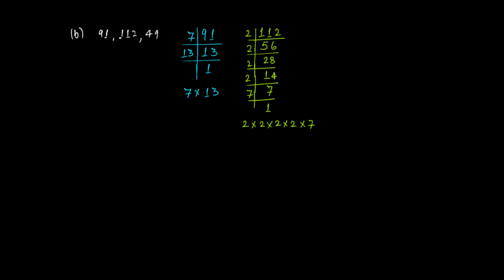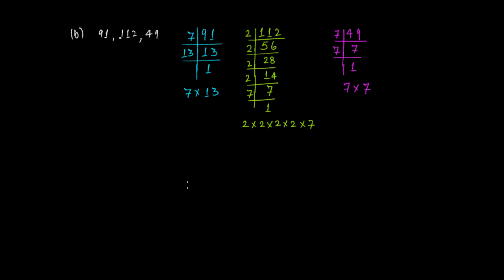What about 49? If you divide 49, it cannot be divided by 2, it cannot be divided by 3, because if you add these two digits, you will get 13, and 13 is not divisible by 3. By 5, no. By 6, no. By 7, yes, because 7 is a prime number, and then you'll get 7 times 7. Now, the prime factorization of 49 is 7 times 7.